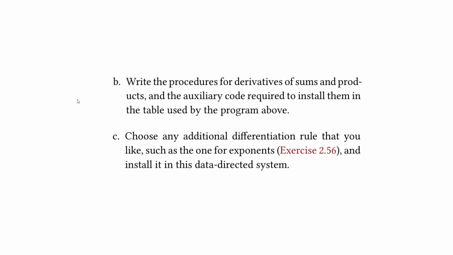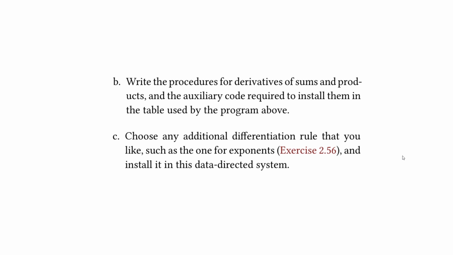Moving on to the next two parts of exercise 2.73, B and C, we'll do these at the same time. So B states, write the procedures for derivatives of sums and products and the auxiliary code required to install them in the table used by the program above. And C, choose any additional differentiation rule that you like, such as the one for exponents in exercise 2.56, and install it in this data-directed system. So we sort of avoided the quote-unquote installing part, but we are going to be adding them to the hash table. And because we did the exponentiation differentiation rule previously in exercise 2.56, that's the one that we chose.